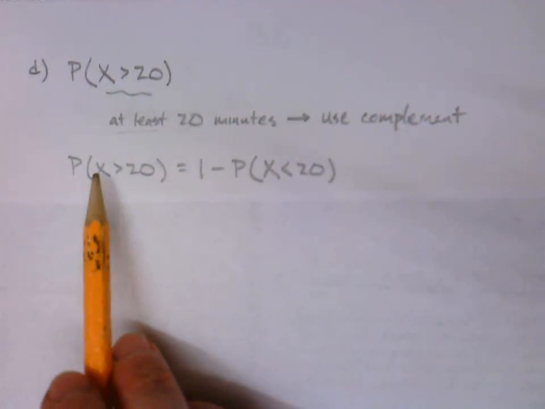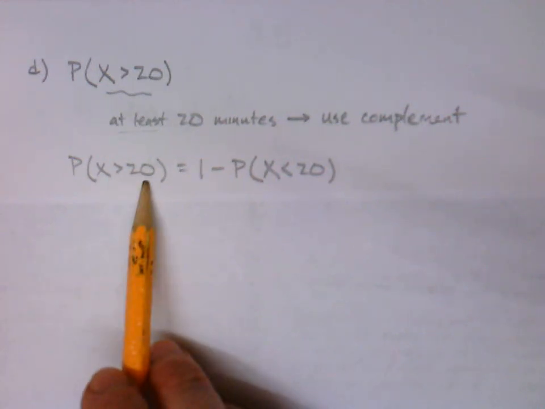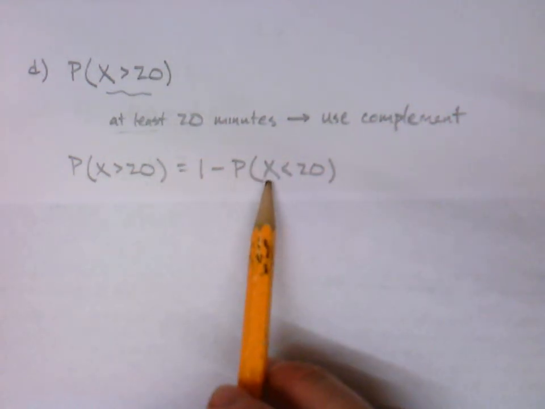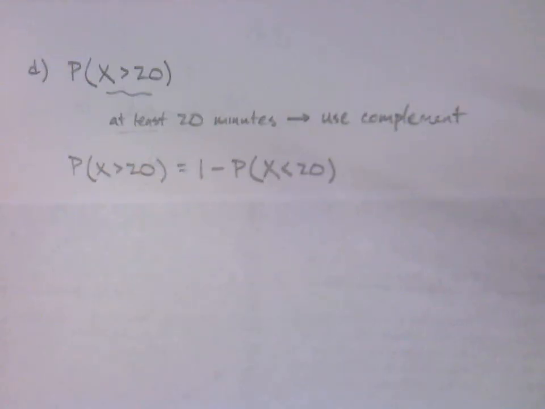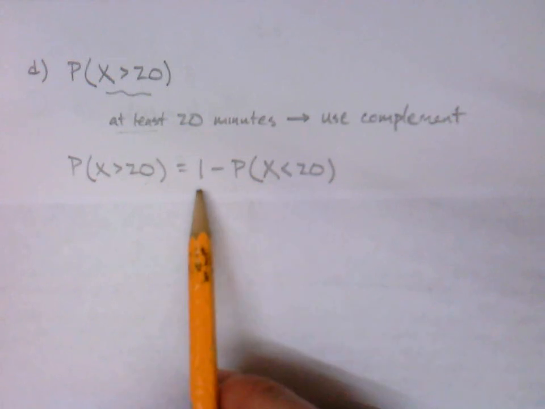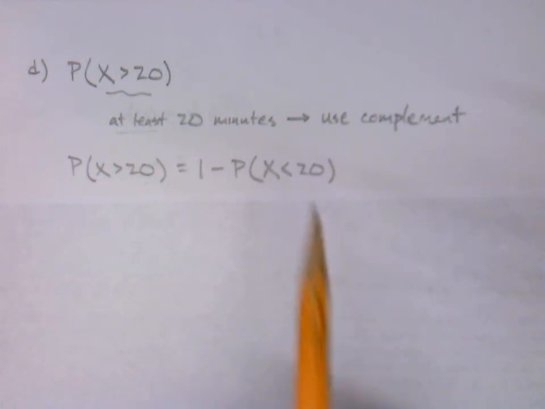The probability that x is greater than 20, we're going to take the probability that x is less than 20 and subtract that from 1. If we can find this probability, subtract it from 1 or 100%, then we'll have the other side of the coin, if you will, where x is greater than 20. Okay, hopefully you can follow that, makes sense.